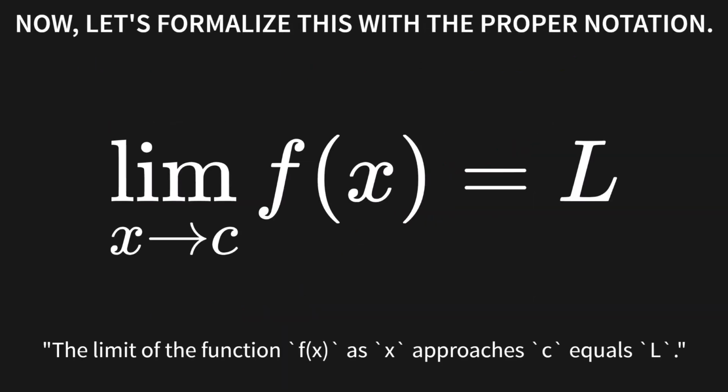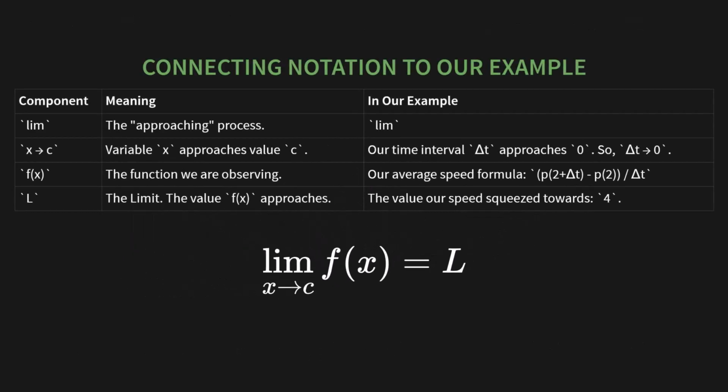Okay, now let's formalize all of this with the proper notation. The limit of the function f of x as x approaches c equals L. Let's connect this notation directly to our car example. Look at this table. First component, lim. That just means we're doing the approaching process. Next we have x approaches c. In our example, what was approaching what? Our time interval, delta t, was approaching 0. So for us, it's delta t approaches 0.